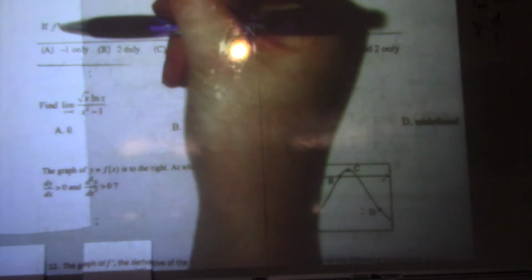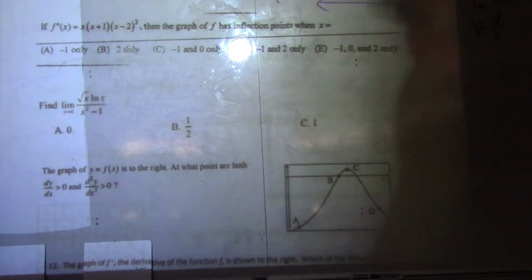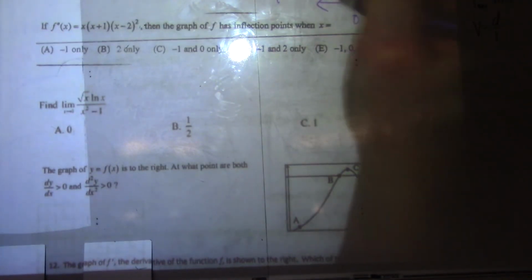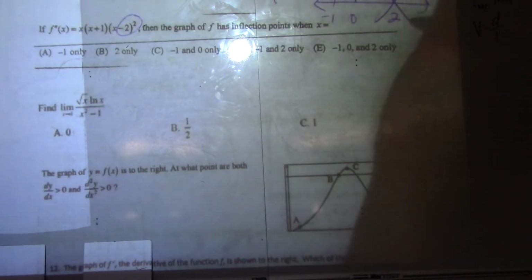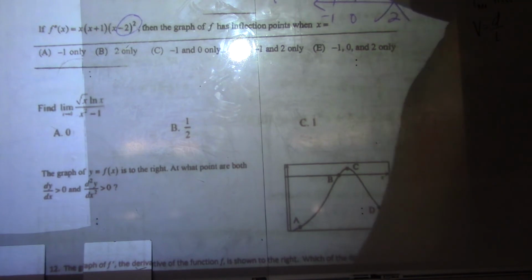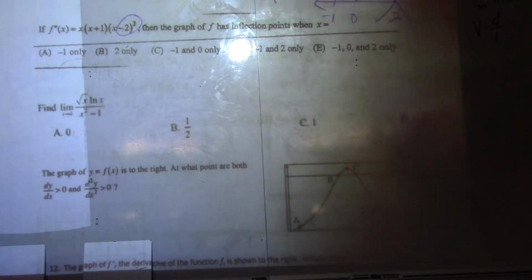Alright, here we have f double prime. We want to know where inflection points are. That is going to be 0, negative 1, and 2. This one has a power of 2, so actually it's not changing signs over. It would only change signs over here. So at negative 1 and 0 only.